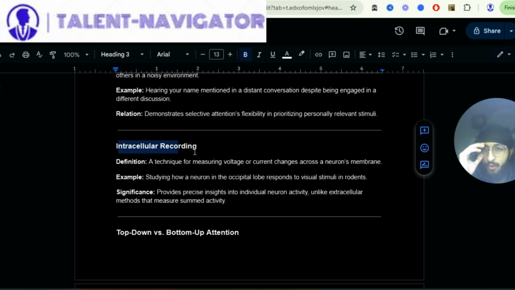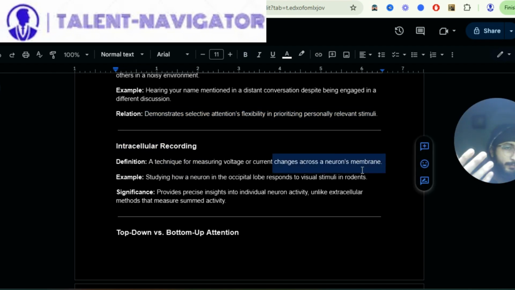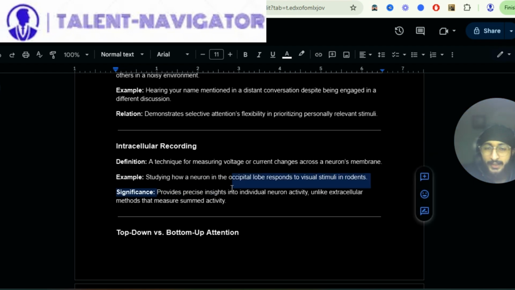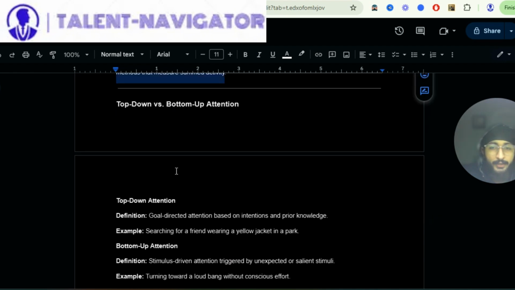Now, intracellular recording is a technique for measuring voltage or current changes across a neuron's membrane. Example: studying how a neuron in the occipital lobe responds to visual stimuli in rodents. So it provides precise insights into individual neuron activity, unlike extracellular methods that measure summed activity.